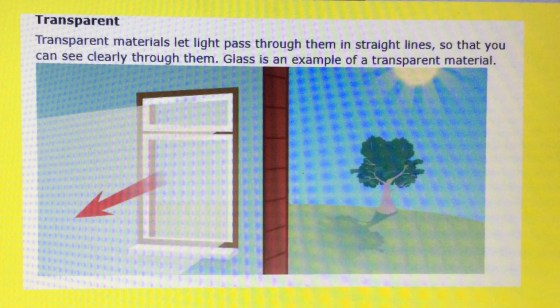Let's talk about the word transparent. Transparent materials let light pass through them in straight lines so that you can see clearly through them. Glass is an example of a transparent material. Can you think of any more?